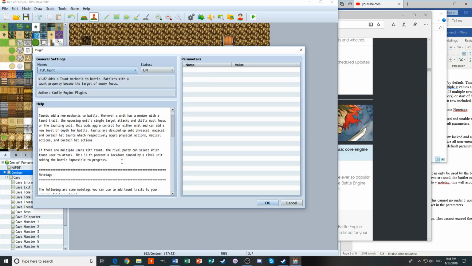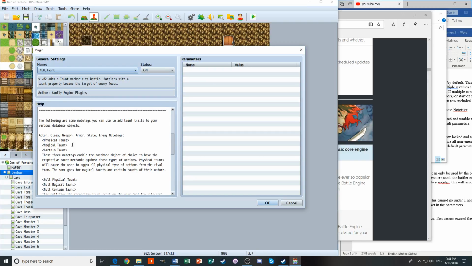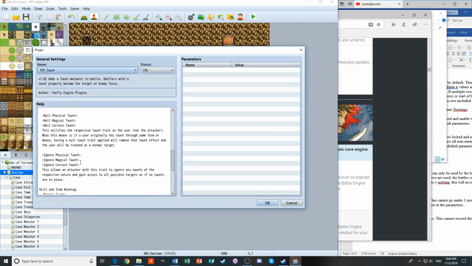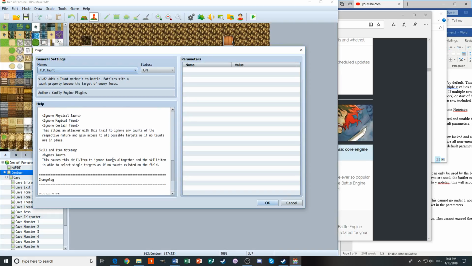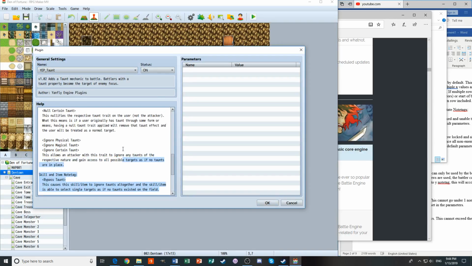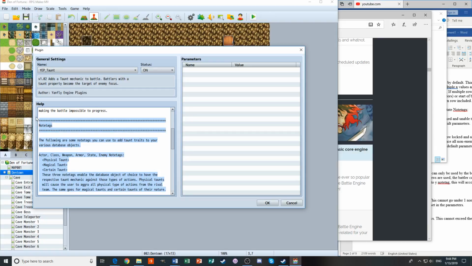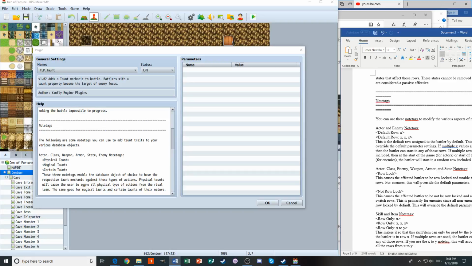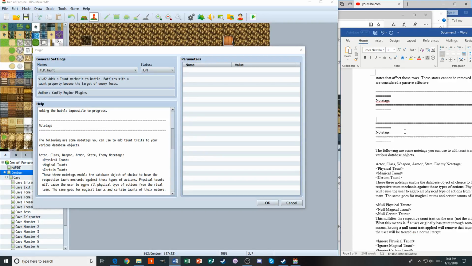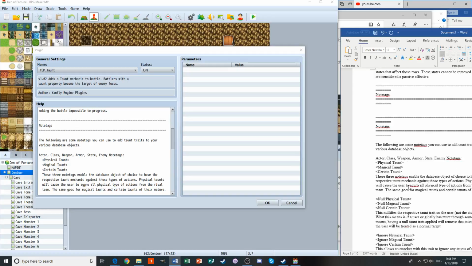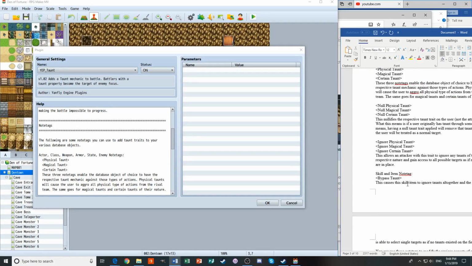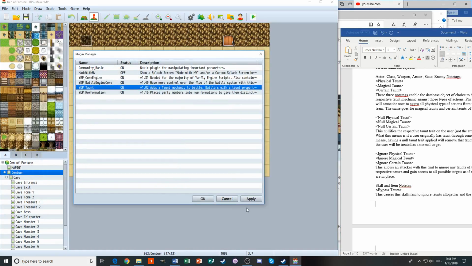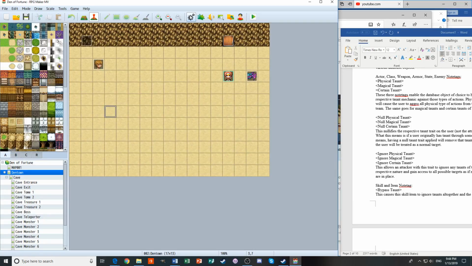There are no parameters whatsoever. However, there are some note tags: physical taunt, magical taunt, certain taunt, ignore physical taunt, bypass taunt. There's not actually that much here. Let's just copy the note tags here because this is the important part. I'm not actually saving this. This is just for my own convenience for now. So we'll paste under note tags what they are so that we can reference them easily. Excellent. Okay. Apply.